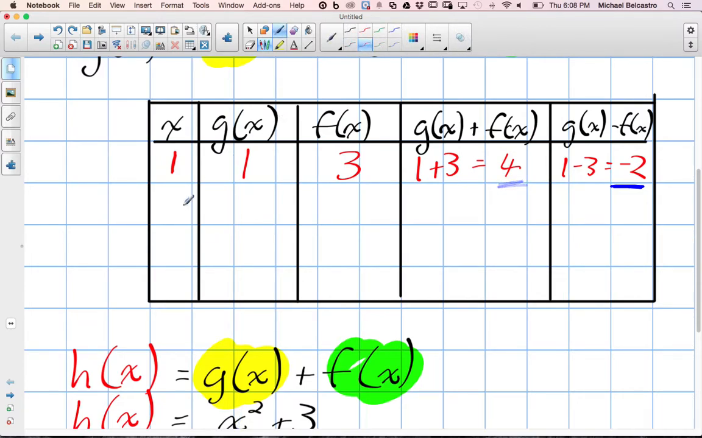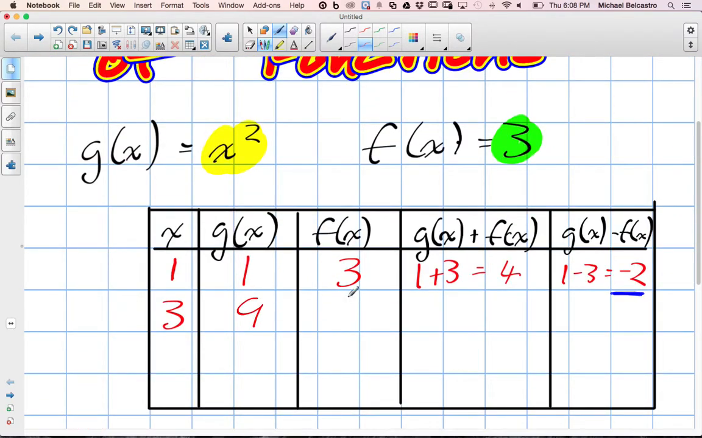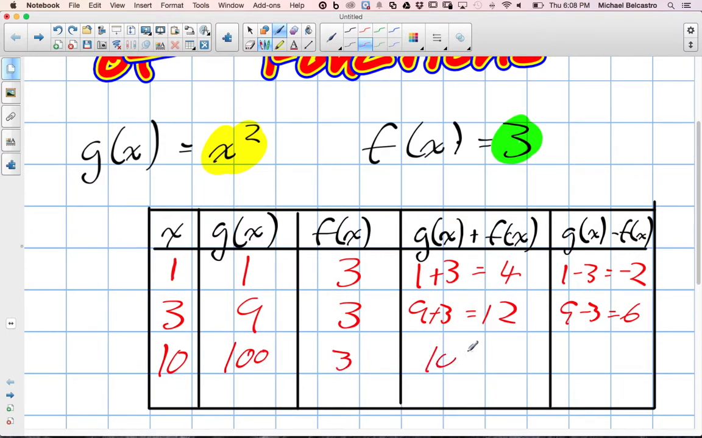We could have an x value of 3. Our g at x would be 9. This would still be 3. You'd get 9 plus 3 is 12, or 9 minus 3 is the value of 6. We could use the value of 10, which gives us 100, so 103 or 97 are our values, right?